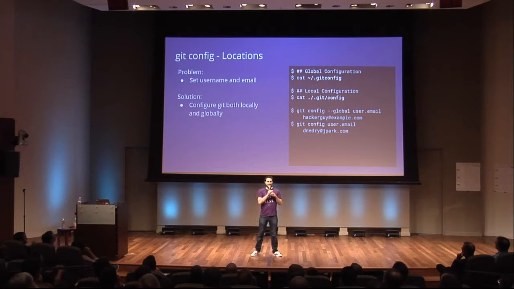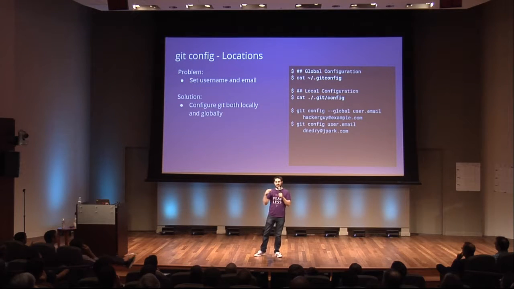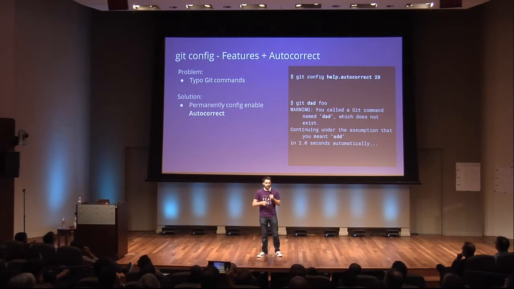All right, so we got git config. The first problem you run into is that you try and make a commit, and it says, hey, you haven't set your username and email. So git config is in two locations, actually. There's your global git config, and there's also a git config on every single project. You can use this to set your email if you have a separate account.